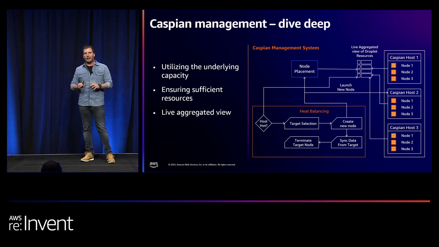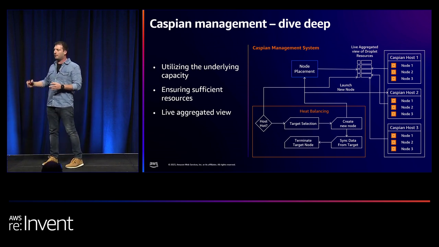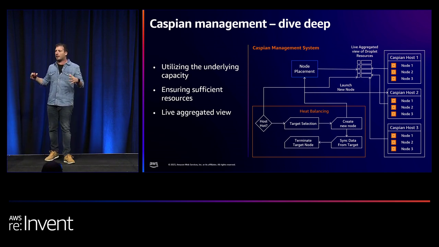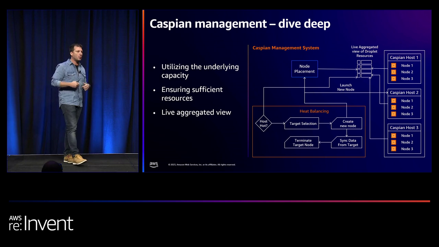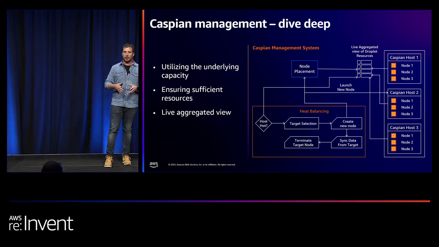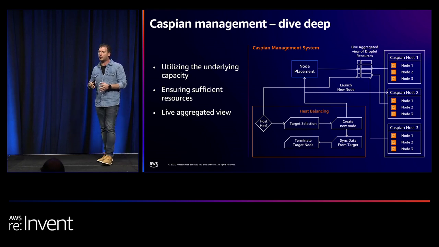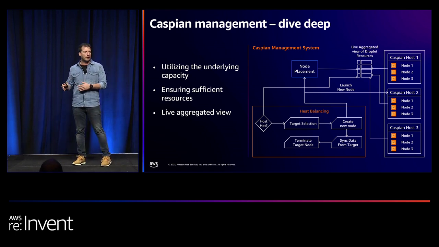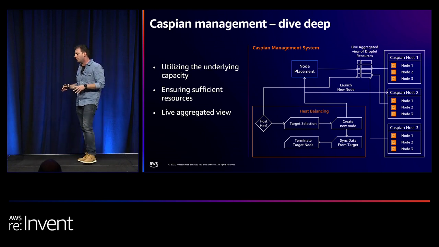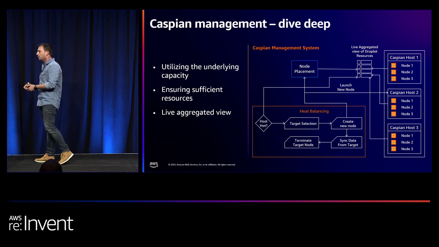So for that, we build a live aggregated view of all the Caspian platform. And we do that using an async polling mechanism that runs every few seconds, and then we build a live aggregated view of all our fleet. With this aggregated view, we are able to determine which of the Caspian platforms is considered hot and which is not, and then we can run heat balancing on that particular Caspian and decide which of the cache nodes we want to migrate to a different Caspian platform. This helps us keep the whole Caspian platform fleet healthy, with enough resources to handle the workloads of our customers.